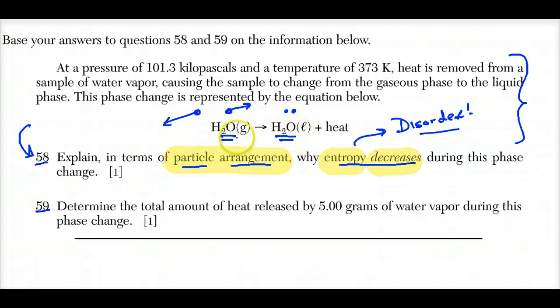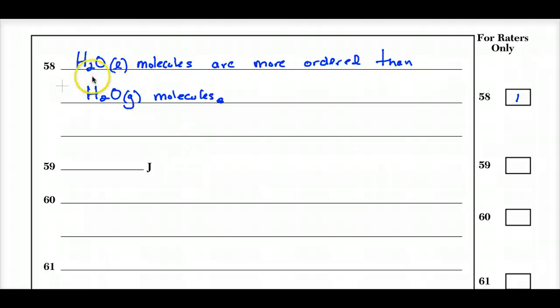Many ways to explain that. But in terms of particle arrangement, how would I say that? I would say that the molecules of a liquid are arranged in a more structured form than the molecules of a gas. Liquid molecules are closer together, have stronger attractive forces, thus the particles are closer than a gas does. Many ways to say this. Number 58, let's go to the booklet. So I said H2O liquid molecules are more ordered than H2O gas molecules.